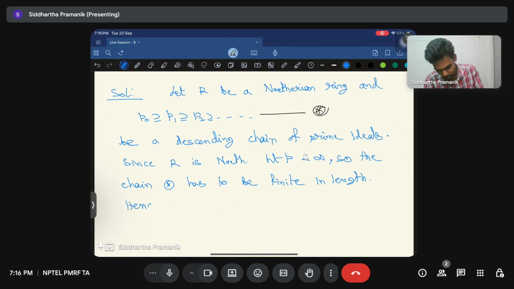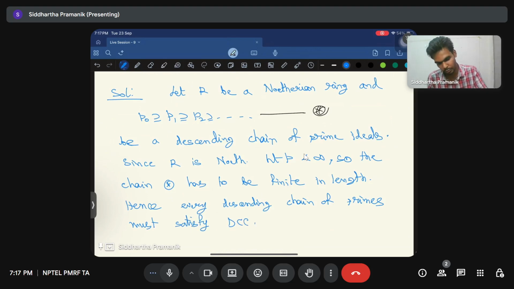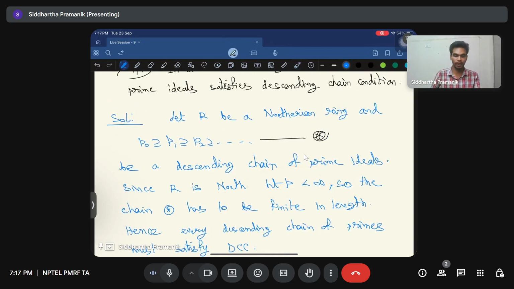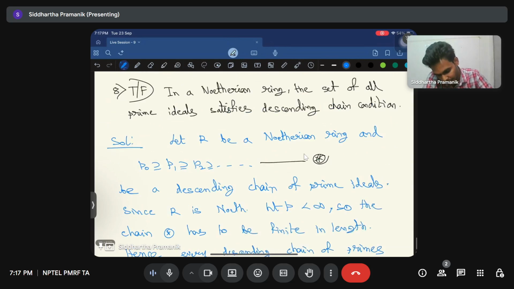Hence, every descending chain of primes must satisfy the DCC condition. So this result is true. This is true because the height of every prime ideal is finite. In particular, the height of P is finite. That is by Krull's height theorem. So this is an application of Krull's height theorem.